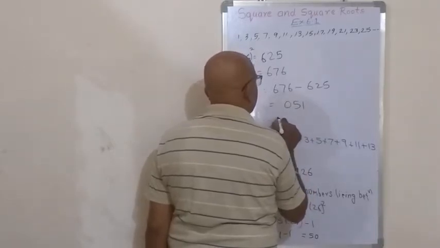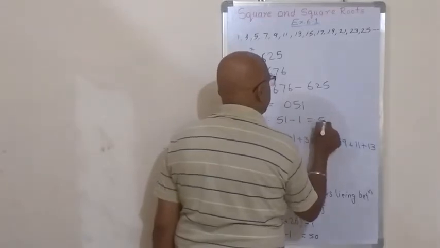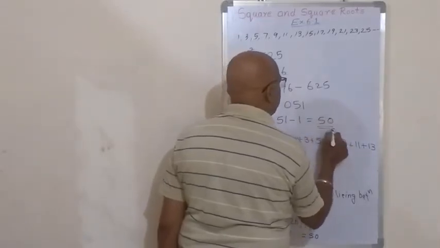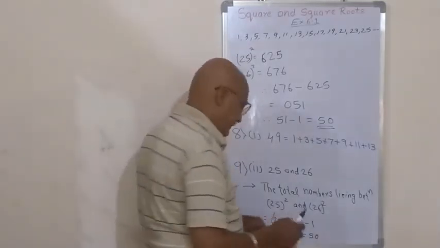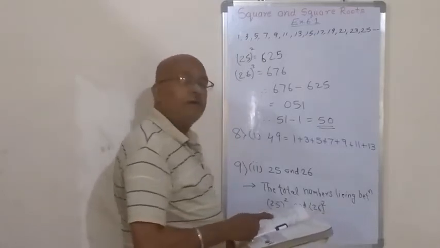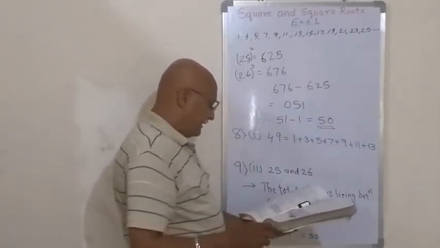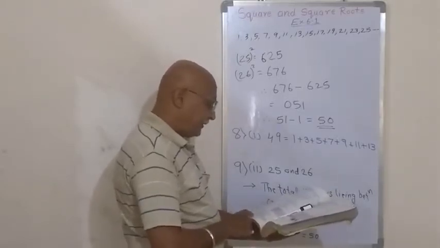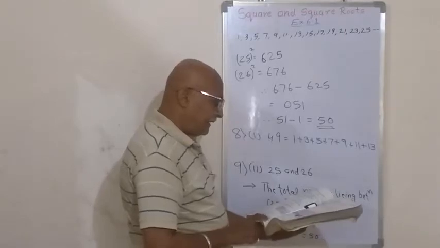Therefore 51 minus 1 equal to 50. So this is a solution which is absolutely right. So in this way you have to solve the remaining two, that is first and the third. The first one is 12 and 13, and third one is 99 and 100.